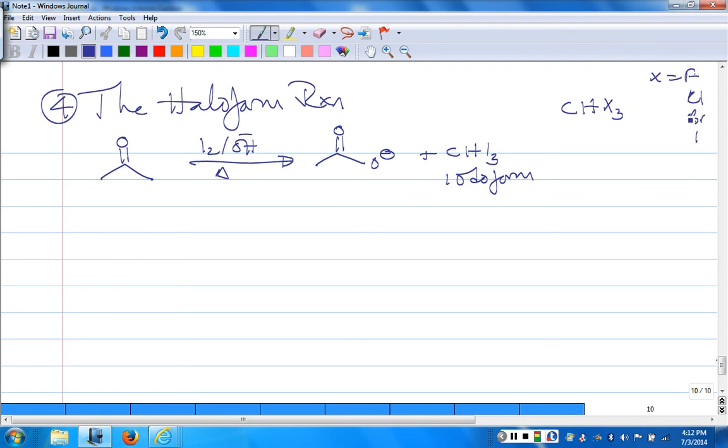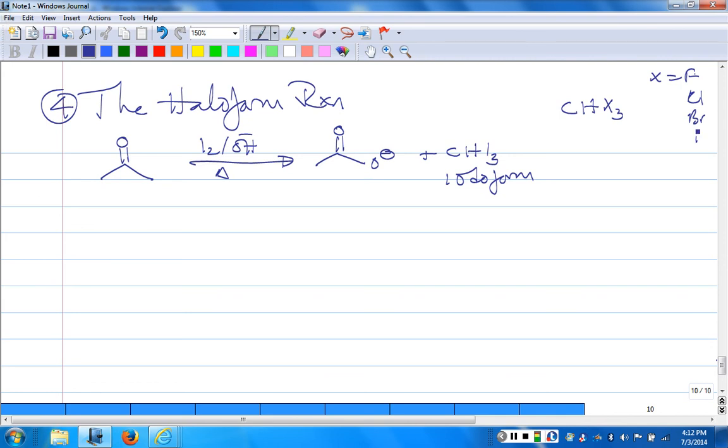The haloforms are similar in the sense that they're all relatively polar, but none of them dissolve in water. Fluoroform, chloroform, and bromoform are all dense, colorless liquids. Iodoform, on the other hand, is a yellow solid, right? So these three are dense, colorless liquids, which are not miscible with water. Iodoform is a yellow solid, which is also not water soluble. Okay, so it precipitates out once you make it.